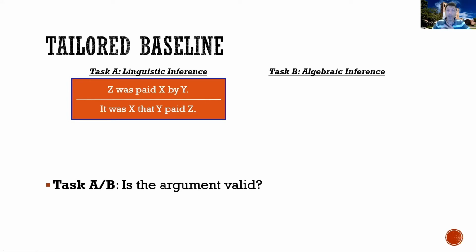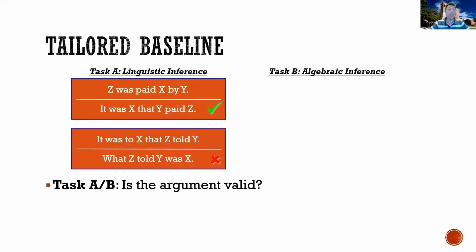the task of interest, so task A, is read the two sentences and tell me if they match. Do they mean the same thing? Do they imply the same state of affairs? Do these two sentences refer to the same state of the world? So let's try the first one. Z was paid X by Y. It was X that Y paid Z. Can you transform one into the other? Do they mean the same? Do they imply the same state of affairs? And the answer, of course, is yeah, absolutely.